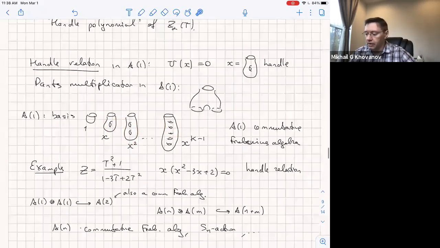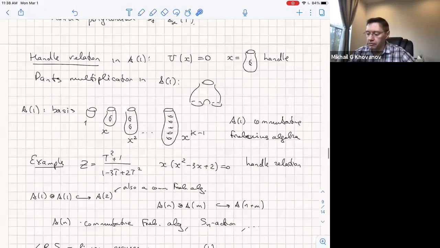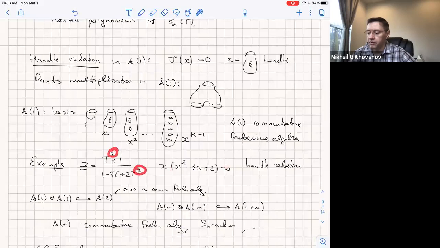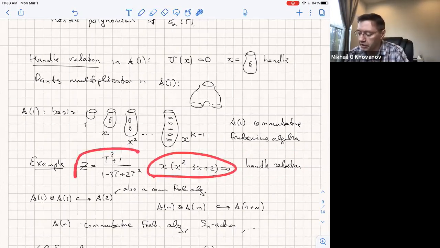There is no constant term because of the offset, because it's not a proper fraction. And this is how to get the scaling relation from the generating function.